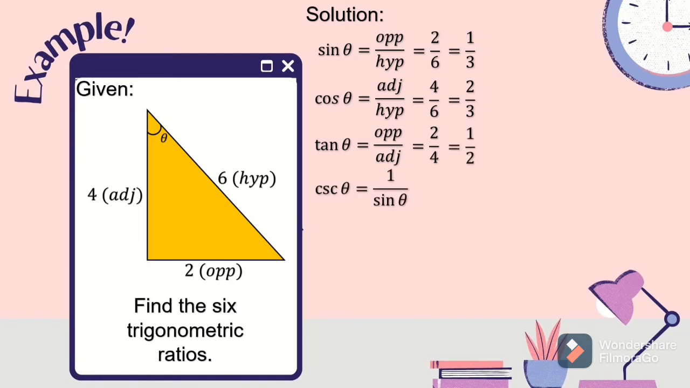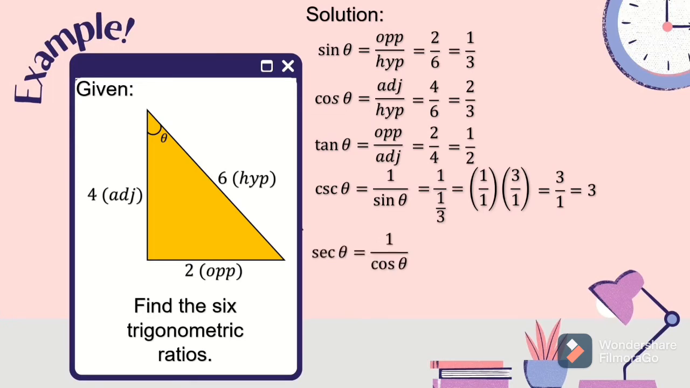For cosecant theta, that is equal to 1 over sine theta. So that will be, since our sine theta is 1/3, 1 over 1/3. And that is also equal to 1 over 1 multiplied by 3 over 1. 1 times 3 is 3. 1 times 1 is 1. So that will be 3 over 1. 3 over 1 is equal to 3. That means our cosecant theta is equal to 3.